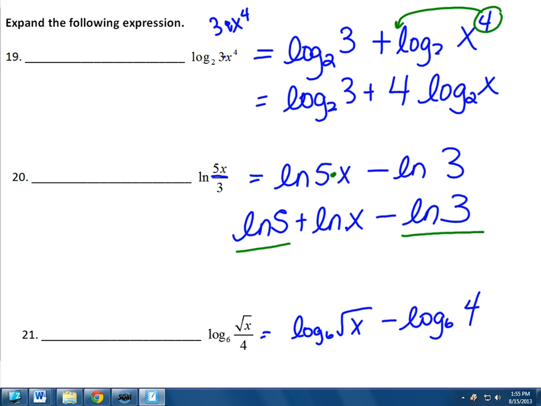Well, this square root of x, we really can show as x to the 1/2. Remember how square root is like 1/2? And then that exponent can become the coefficient. So really, this is my final problem. Sorry, my board is going a little crazy. Minus log base 6 of 4.